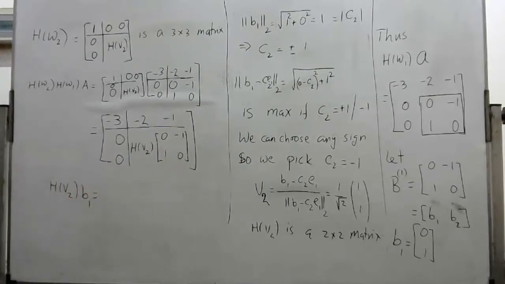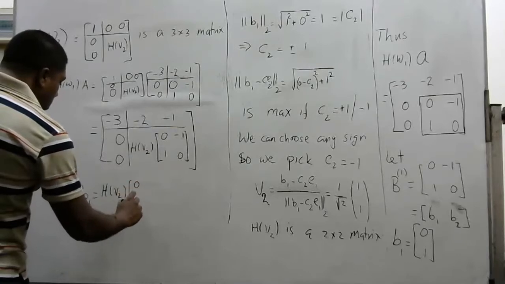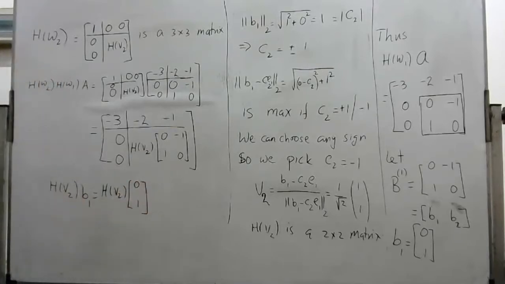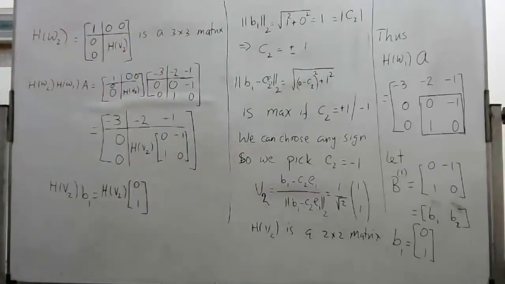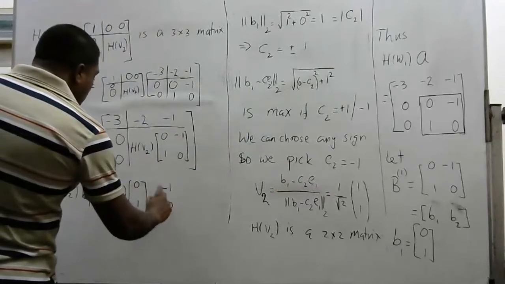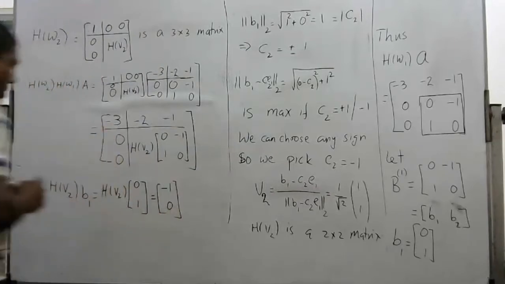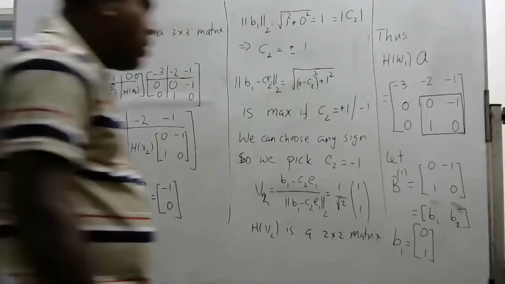So it's B2 times B1, right? Or that is simply B2 times 0, 1. But according to this theory, it should be C2 times E1. So that's going to be -1 and 0. Okay, so now the next part, you have to compute.